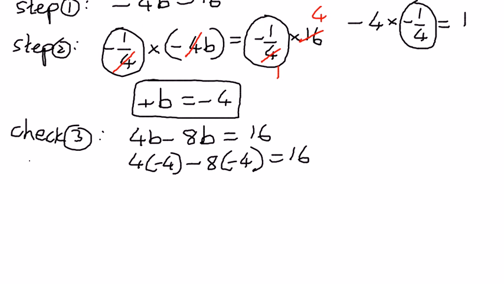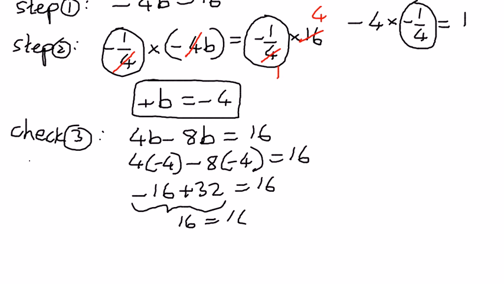4 times negative 4 is negative 16, and negative 8 times negative 4 is positive 32, and that should equal 16. And when we simplify this, 32 minus 16 is indeed 16, and the number we have on the right hand side is also 16, and therefore the value on the left hand side is exactly equal to the value on the right hand side, and therefore we can say that the value of b we have arrived at, equal to negative 4, is exactly correct.